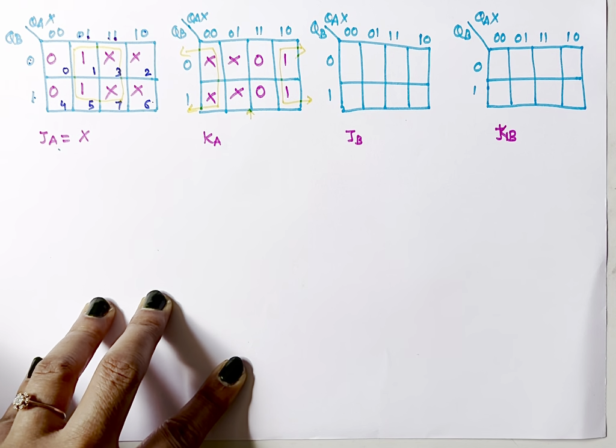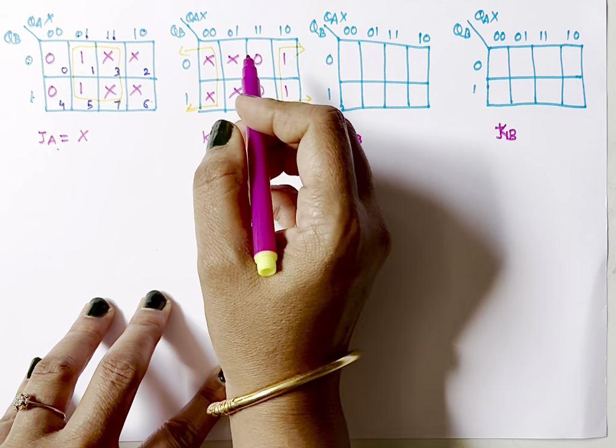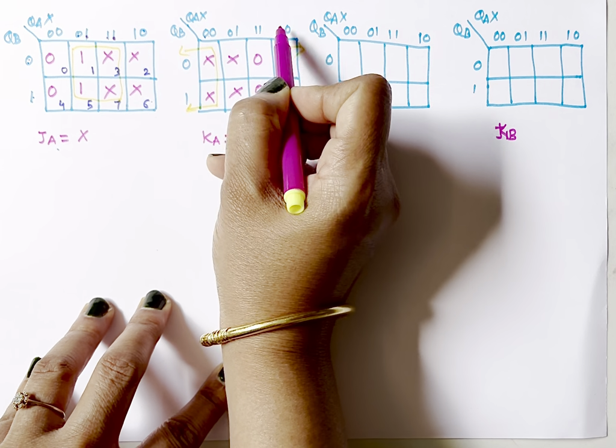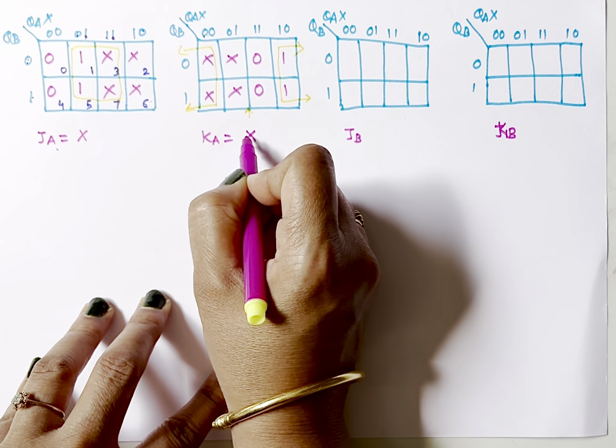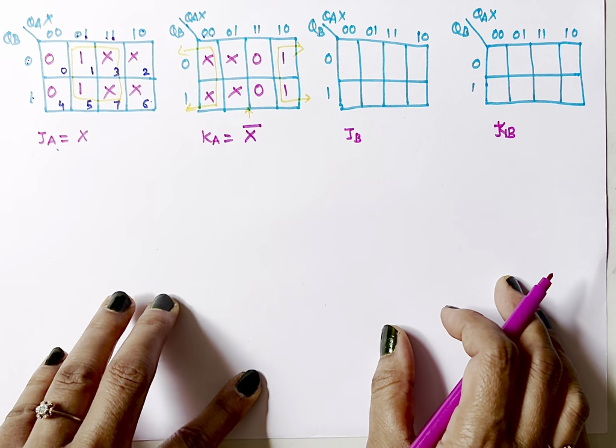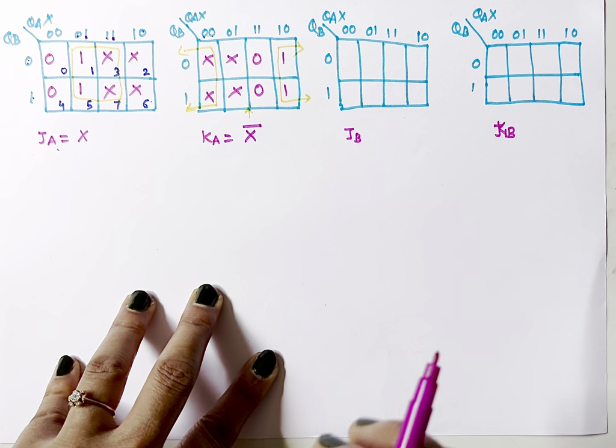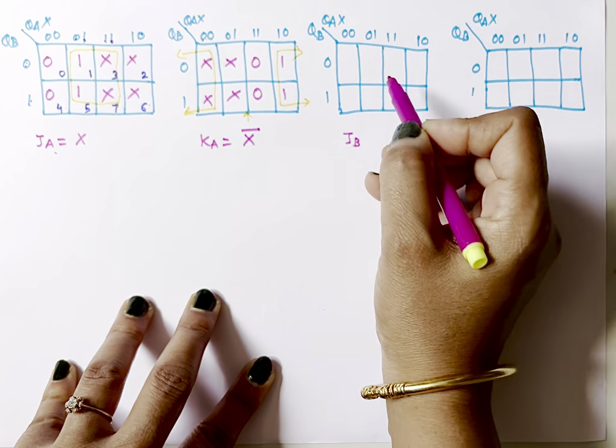So here QA is 0, 1. So I can take QA, X is 0, 0. Whenever the value is 0, it means we take the bar of that variable. So JA is X, KA is X bar. Similarly, let's put values for JB, KB.